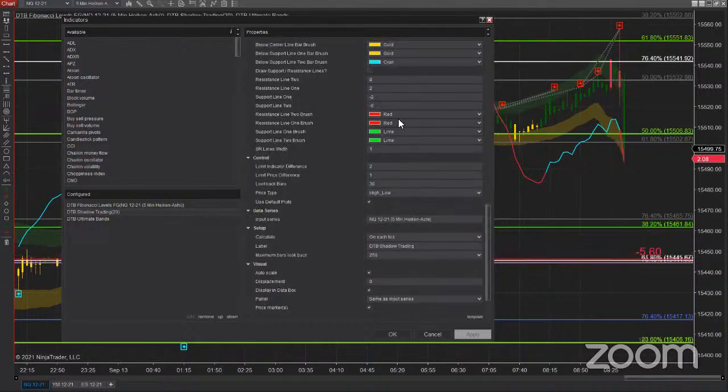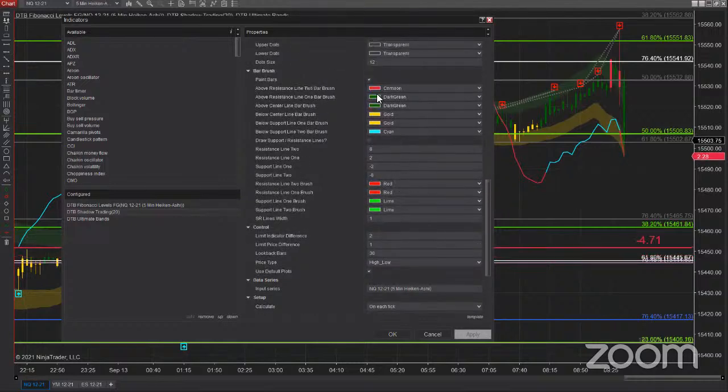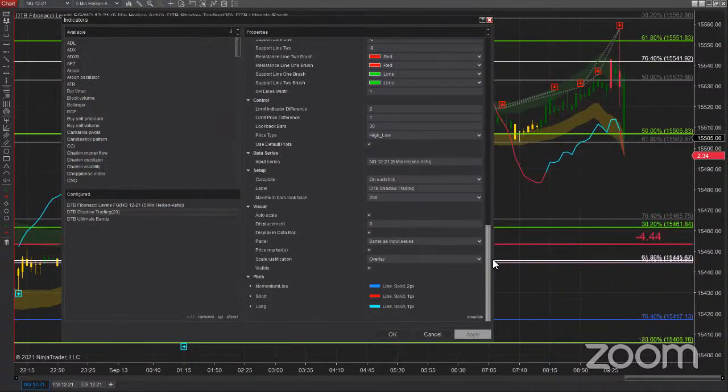There's also support and resistance lines that you can show. I've got them set to not showing, but that basically shows the levels for these bars. So when this bar turns red, if you activate the resistance line, it will show a red line on the chart, but you don't want to have too many lines on the chart. So we just left it transparent or turned those lines off.